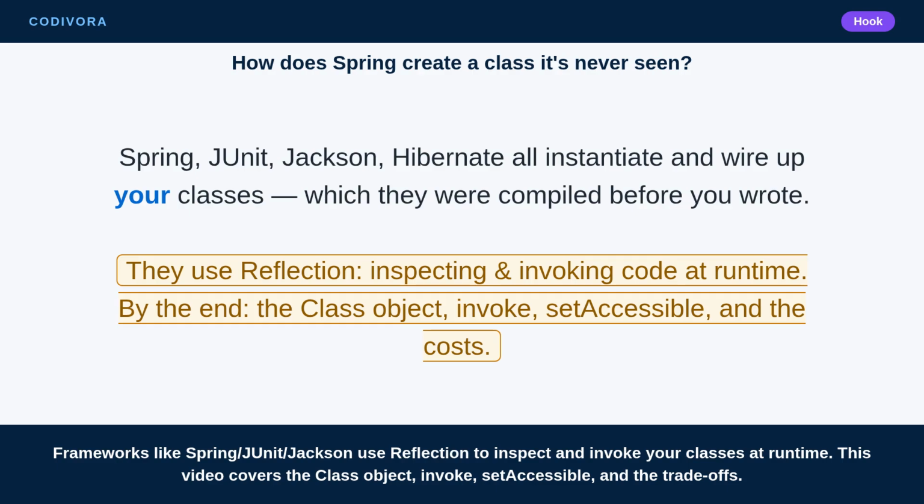Here's a mystery. Spring, JUnit, Jackson, Hibernate, all created before you wrote a single line of your app. Somehow instantiate your classes, inject your fields, and call your methods. How? The answer is reflection, Java's ability to inspect and manipulate code at runtime, discovering a class's fields, methods, and constructors, and using them, all without knowing the class at compile time.